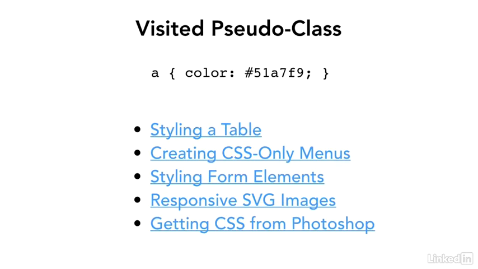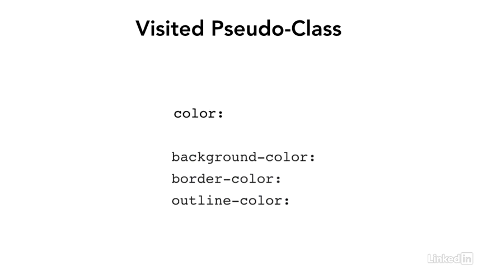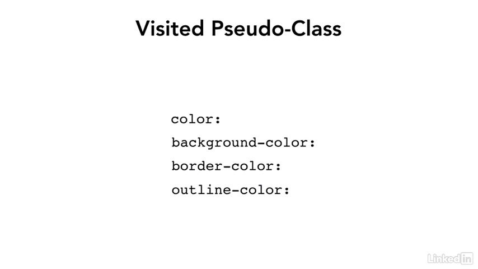by making use of the visited pseudo class in CSS. Now, using CSS, we can alter some properties of the links that go to destinations that match the user's browsing history. But for privacy reasons, browsers will limit the properties that we can apply using the visited pseudo class, so we'll make the most of what's available to us.